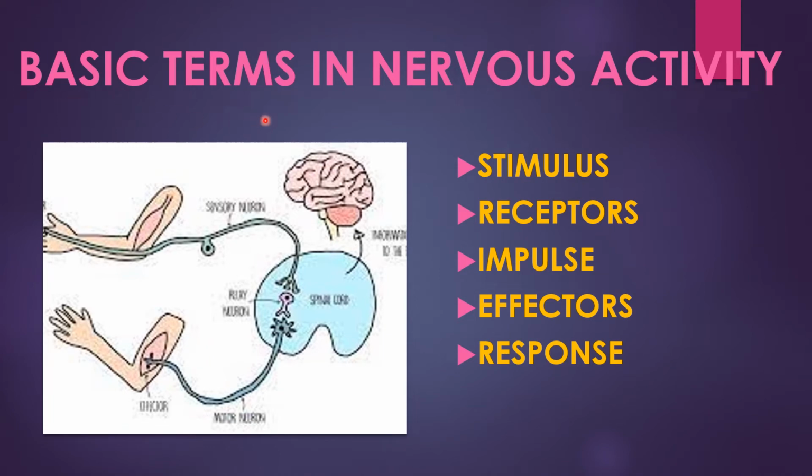Basic terms in nervous activity. These 5 terms are very important in nervous activity: stimulus, receptors, impulse, effectors, response. The definitions of these terms are very important in examination. We can study in detail.